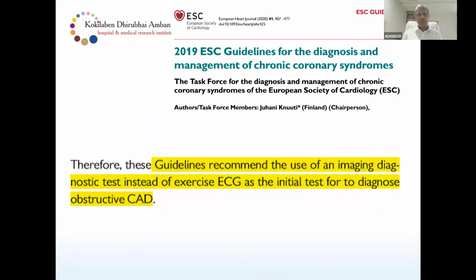Now from acute chest pain or a chest pain of recent onset, we come to a chronic chest pain or a stable chest pain. The 2019 ESC guidelines recommend the use of an imaging diagnostic test instead of exercise ECG as the initial test for diagnosis of obstructive coronary artery disease. So they also say that CT coronary is better than doing an exercise ECG or a stress test for evaluation of coronary artery disease.